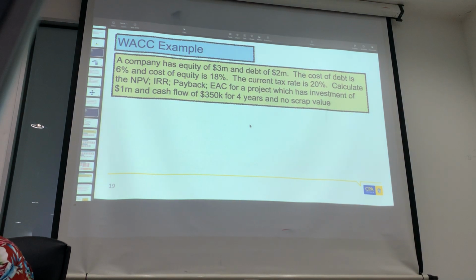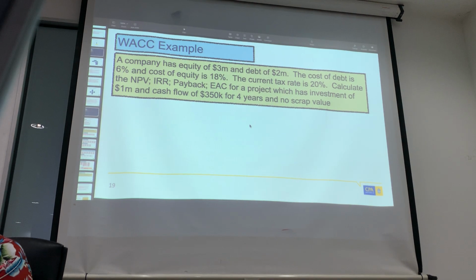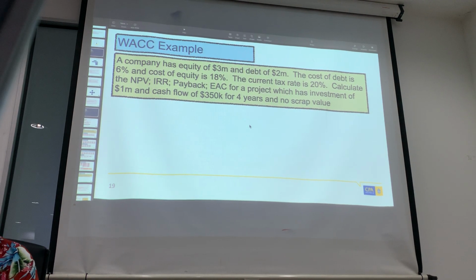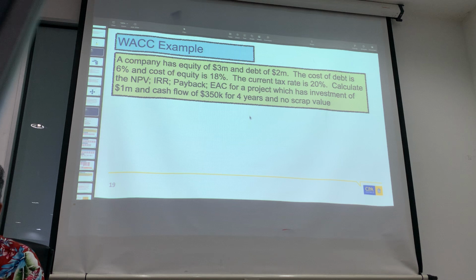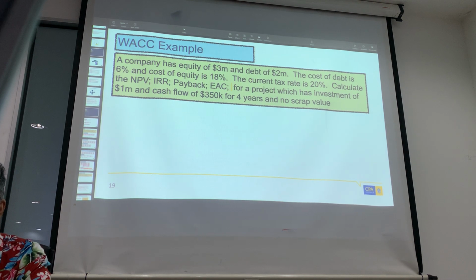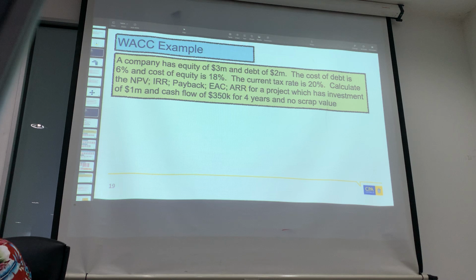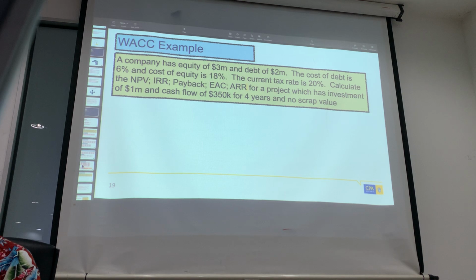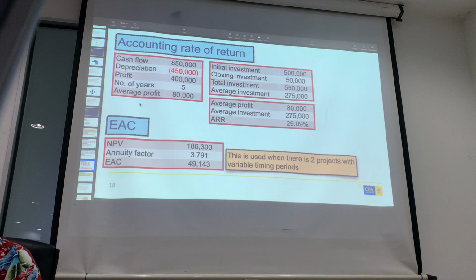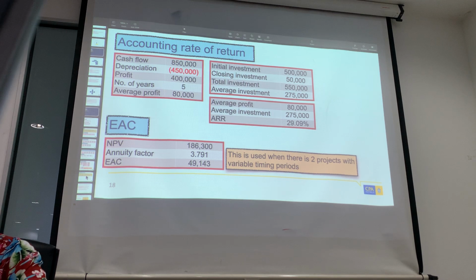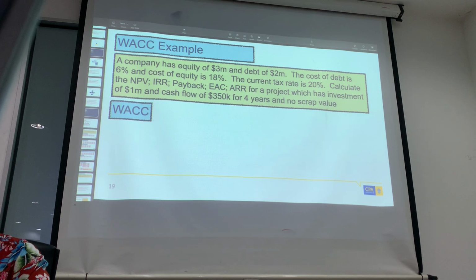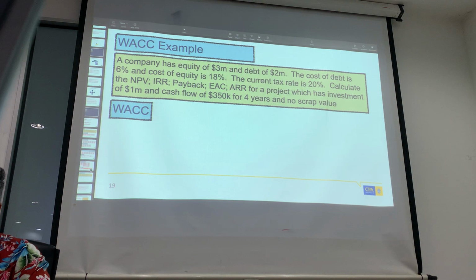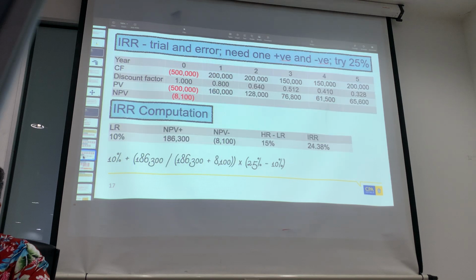I'll show you how to calculate WACC, but you need to calculate the NPV, IRR, payback, EAC, and also ARR. Got it? So to calculate WACC, you have to use the formula. What does the formula look like? Well, the formula looks something like this.